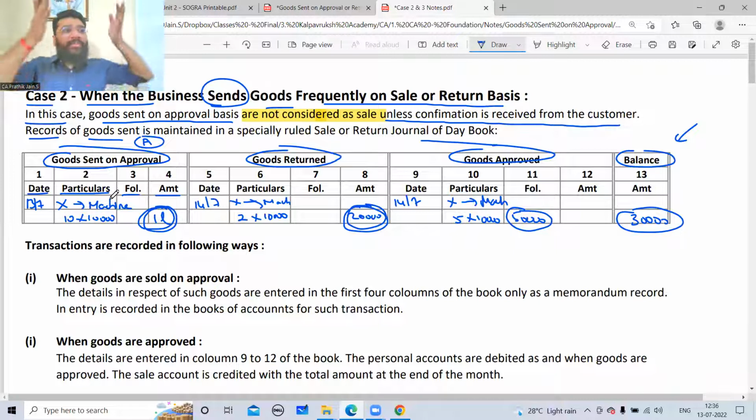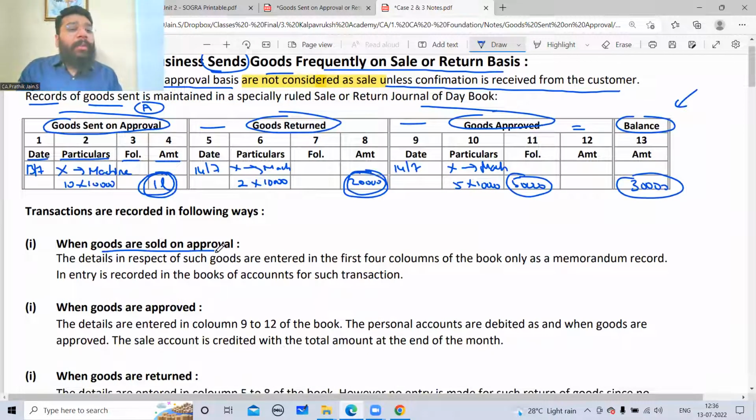Very simple now. First column talks about what is the information of the goods that is being sent, how much quantity sent, how much value sent. Out of that, how much is returned. So goods sent on approval minus goods returned minus goods approved is equal to balance. It's like an equation in a tabular format presentation.